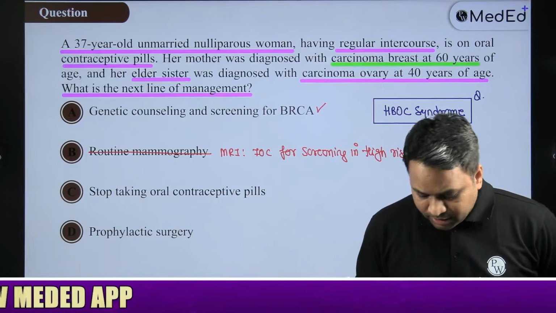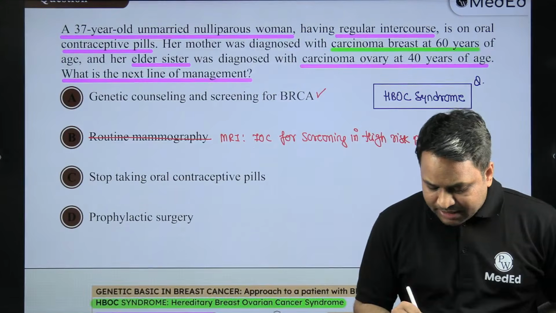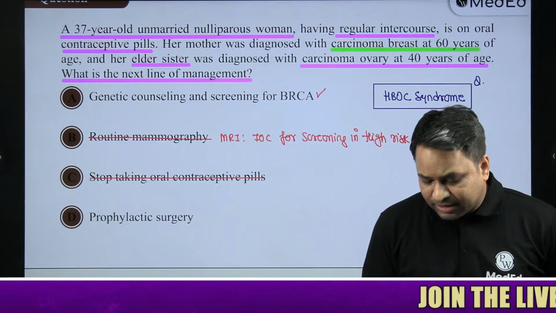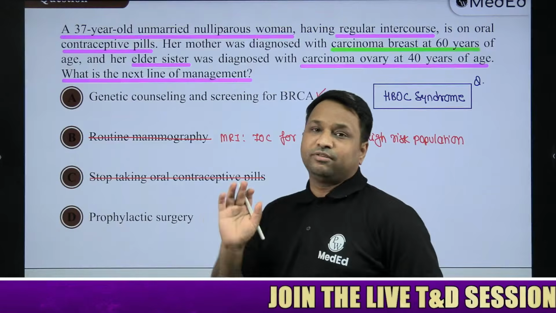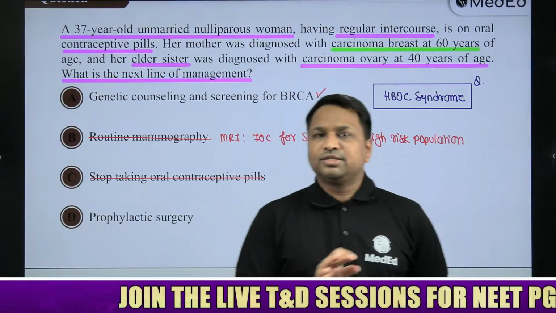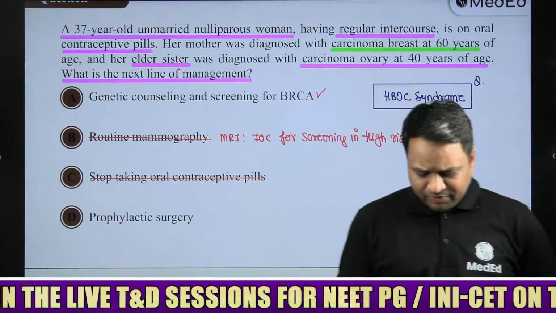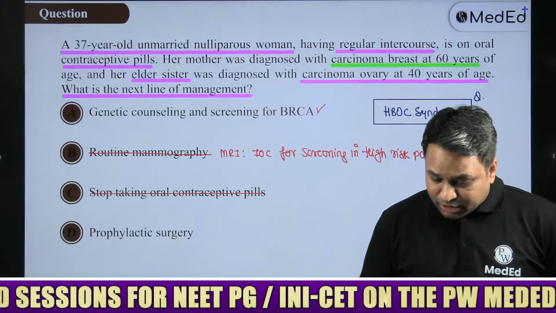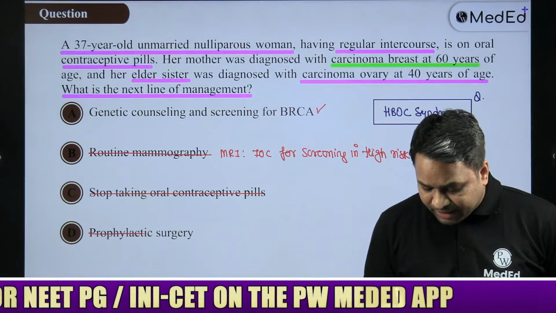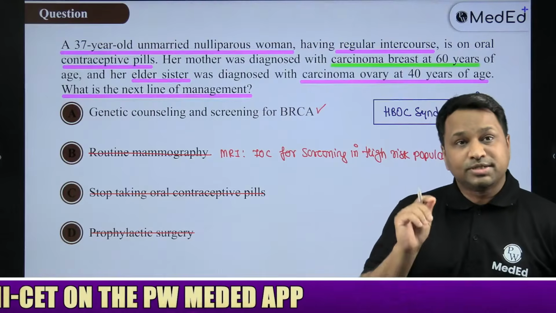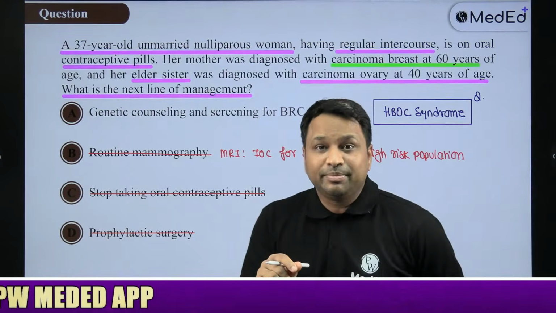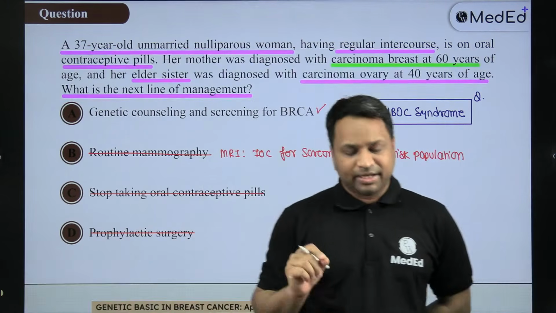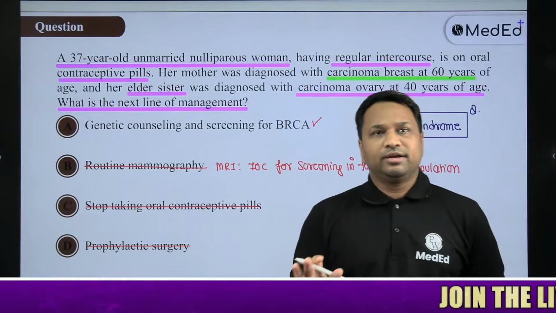In a high risk population, right? See, OCPs, I've told you again and again in my class, OCPs are not a risk factor for breast cancer. They do not increase it, so OCP does not make a big difference. Prophylactic surgery: unless you have established a BRCA mutation as positive, you cannot go with prophylactic surgery. Is this question clear, right?